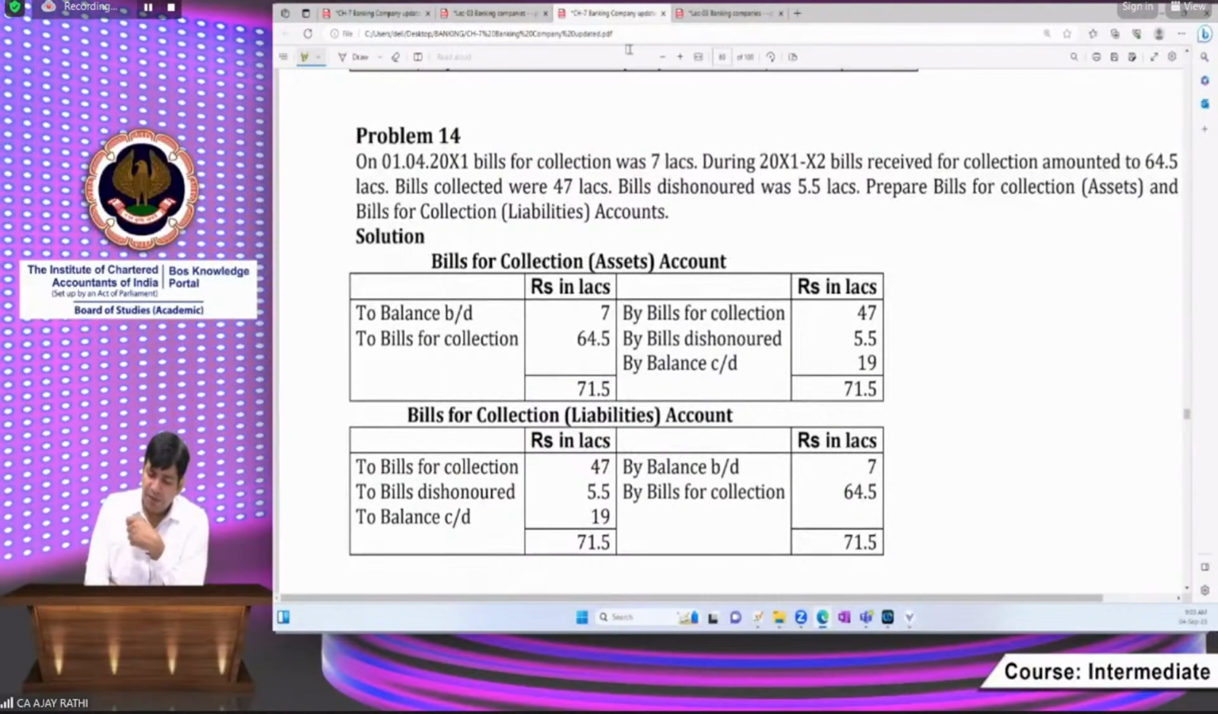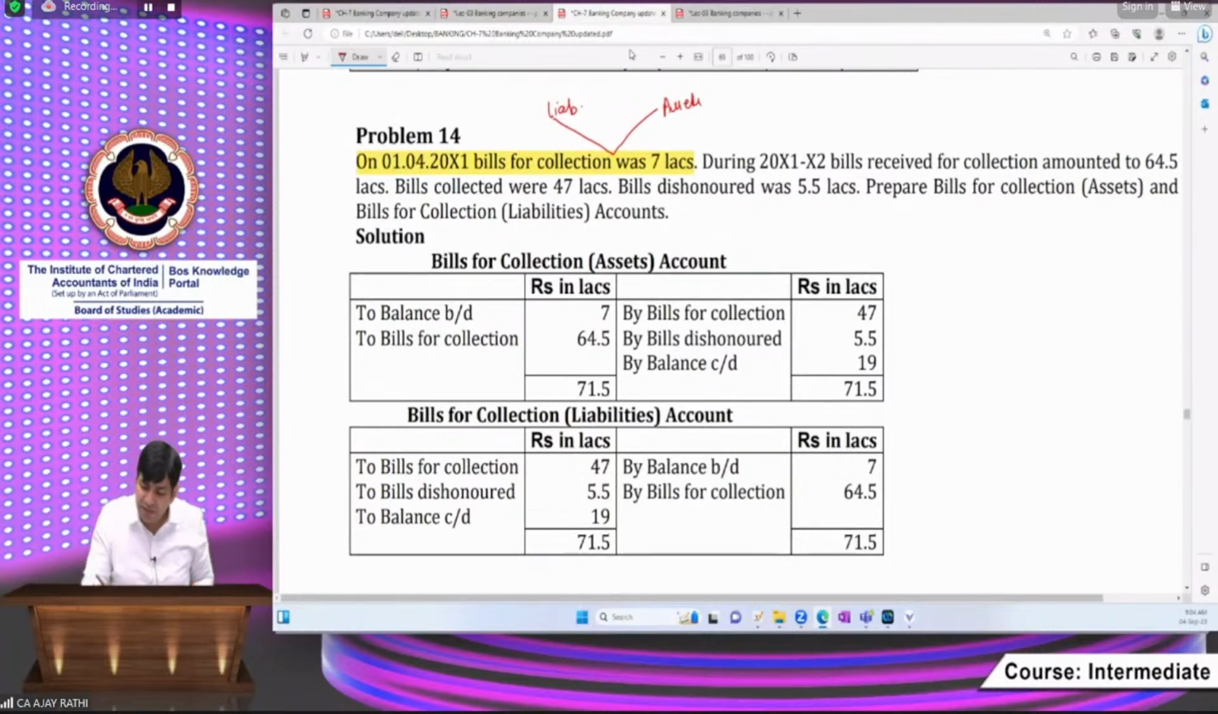On 1st April 2001, bills for collection was rupees 7 lakh. The question has given us 7 lakh rupees for bills for collection. It means for a bank, this will be recorded on both sides, assets and liability side. The opening balance of assets and liabilities has been given because last year the balance sheet was closed with these balances. For bills for collection, on the asset side 7 lakh, correspondingly the same amount was there in the liability side.